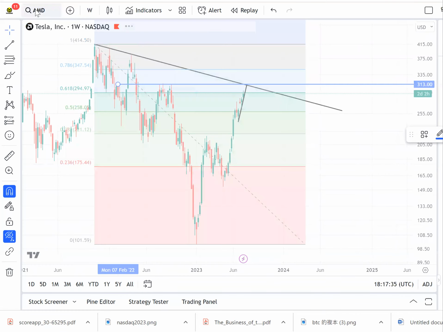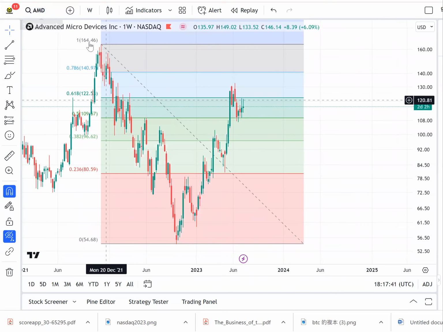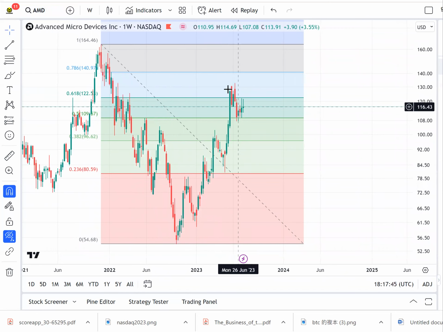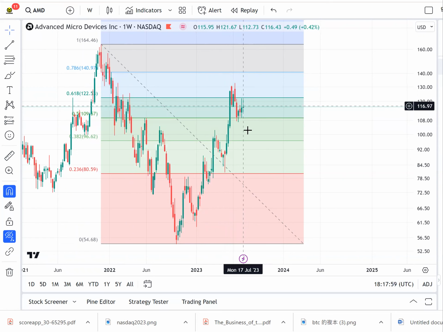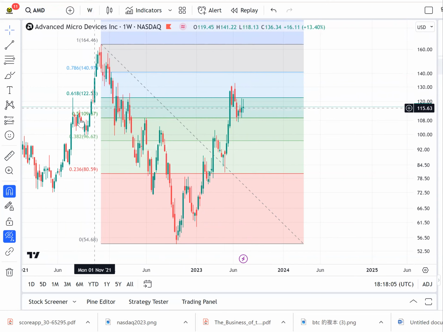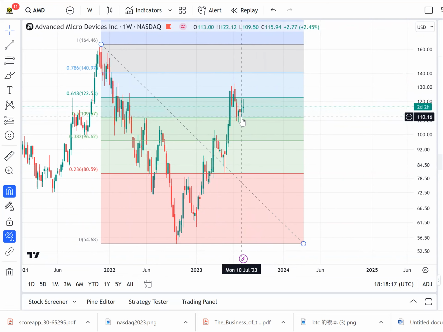AMD, let's see the golden ratio. The golden ratio is stronger. You see, the whole body is above the 61.8%, and it comes down to 50% as a retest, and this serves as a support. So far, we stand above this 50%, so we are very safe. The wick going down is fine, as long as the whole body doesn't close below this 50%, we are safe. This is a weekly chart. The 50% is 109.57, so let's say 109. When the price goes above 109 for the weekly candle, we are safe.